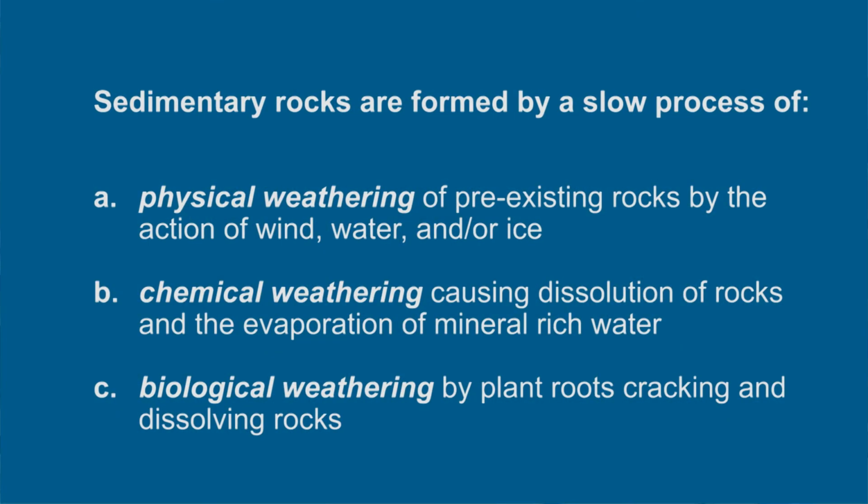The second type of rocks in our story are sedimentary rocks, which are formed at or near the surface by a slow process of A. Physical weathering of pre-existing rocks by the action of wind, water, and ice. B. Chemical weathering causing dissolution of rocks, evaporation of mineral-rich water. Or by C. Biological weathering by plant roots cracking and dissolving rocks.